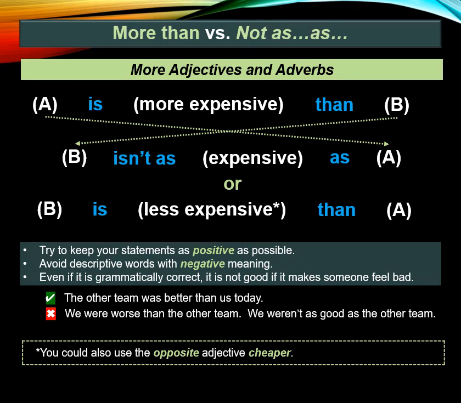That's the same reason why cheaper is maybe not a good choice for B is cheaper than A. Because cheap can have the idea of poor quality. Therefore, low price. So maybe cheap is a little too negative. Worse is definitely negative. So keep it positive.